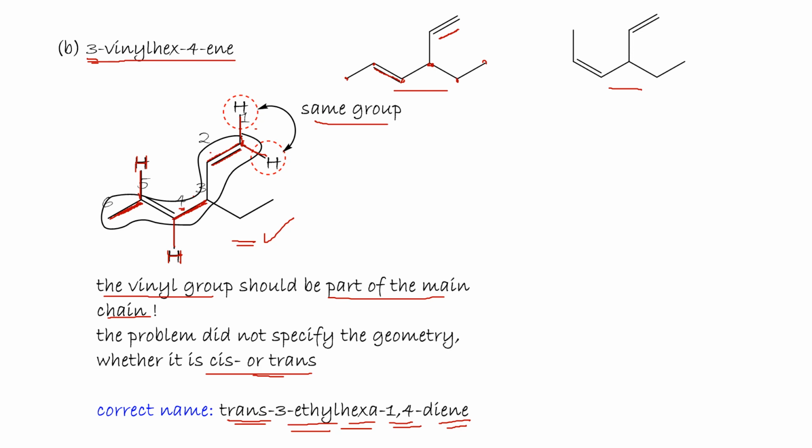If you would like to say E or Z, we come to this. On this carbon, which group is senior? This part, this group, or H? Oh, this group, of course, carbon. So this is number 1, and here this is number 1. The two seniors on this double bond carbon are in different directions. So instead of saying trans, I can say E. Okay? 3-ethyl hexa 1,4-diene.